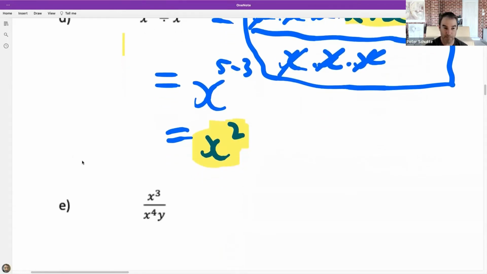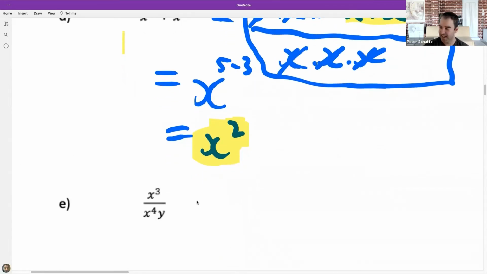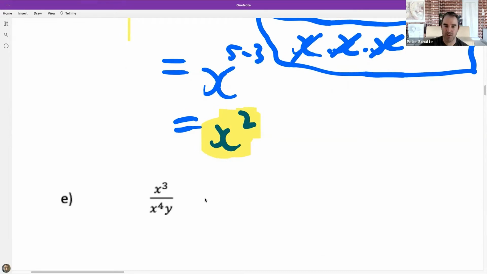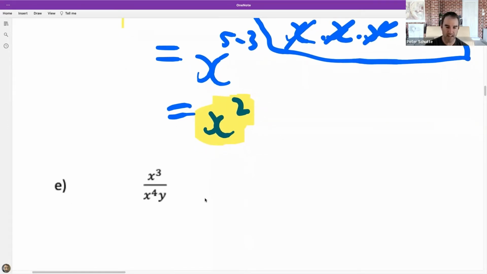So let's take it up a notch, guys. And I want you now to use whatever things you've seen in today's lesson. If you've got x to the 3 divided by x to the 4 times y, I want you to think about what would be a simple way of visualizing this. And then I'll wait for the answer to come through.